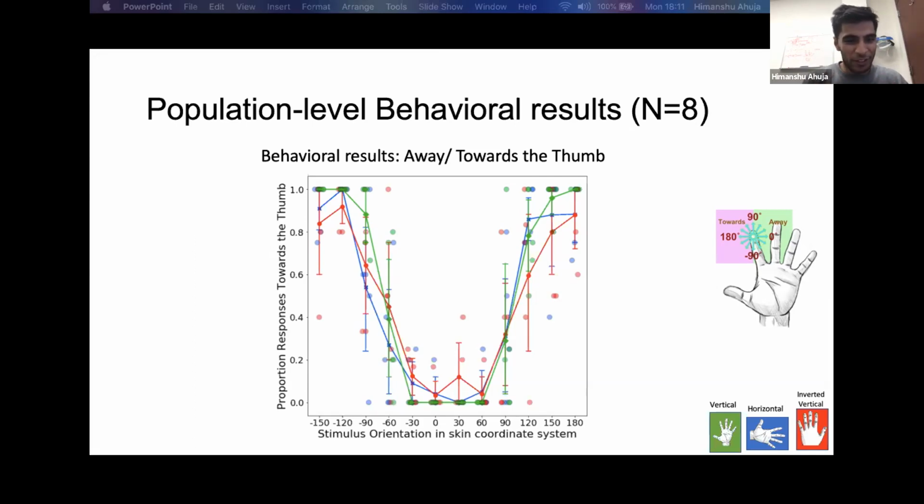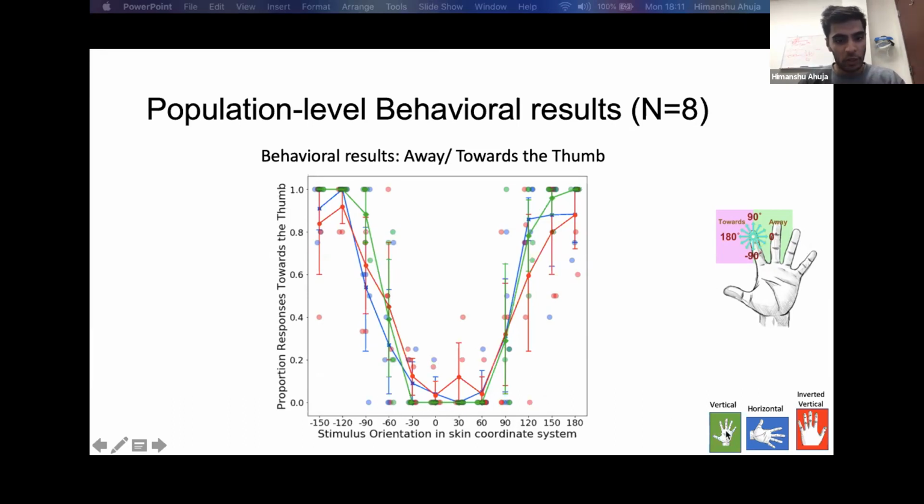I made the infographic wrong. So 0 degree is always going to be away from the thumb. Right, exactly. So the proportion of responses we see towards the thumb go down to 0.